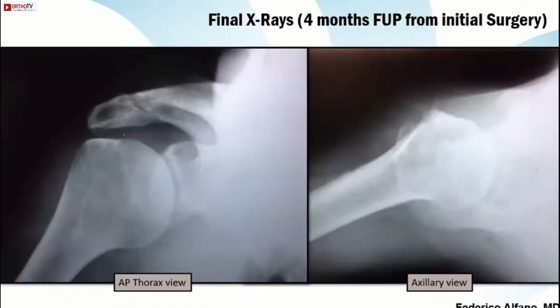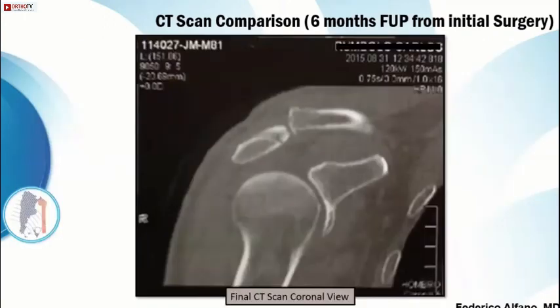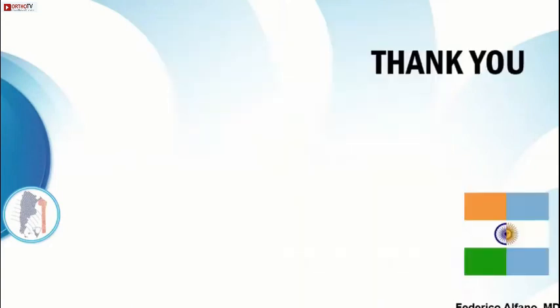and these are the final X-rays in an AP thorax view and axillary view. You can see the fracture healing and the subacromial space restored. This is a CT scan comparison at 6-month follow-up between that point of time and the initial CT scan, where we can see that the fracture has already healed and bone remodeling too. But this is a CT scan at the same point of time in a coronal view. Thank you very much.